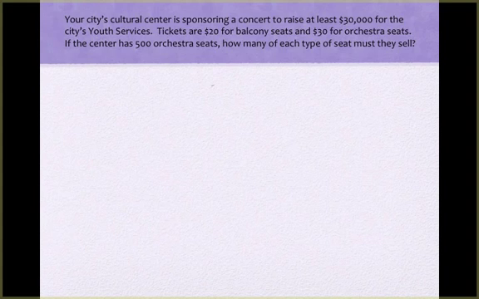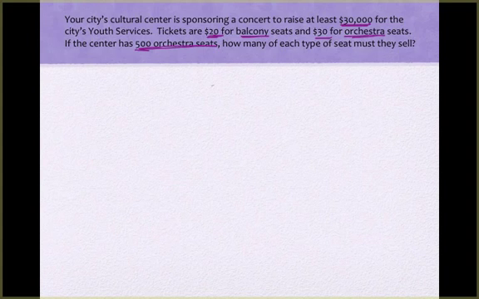Your city's cultural center is sponsoring a concert to raise at least $30,000 for the city's youth services. Tickets are $20 for balcony seats and $30 for orchestra seats. If the center has 500 orchestra seats, how many of each type must they sell? We're just going to look for at least one solution, because there are actually multiple solutions.